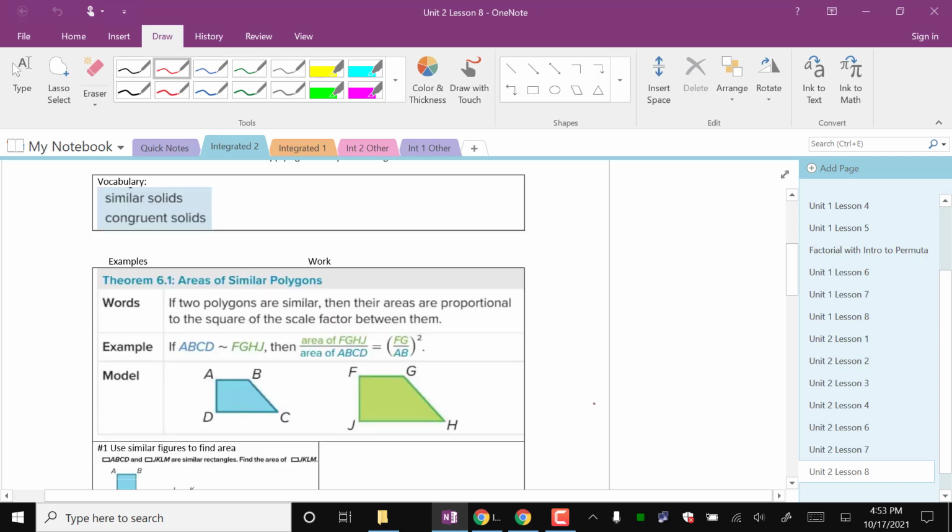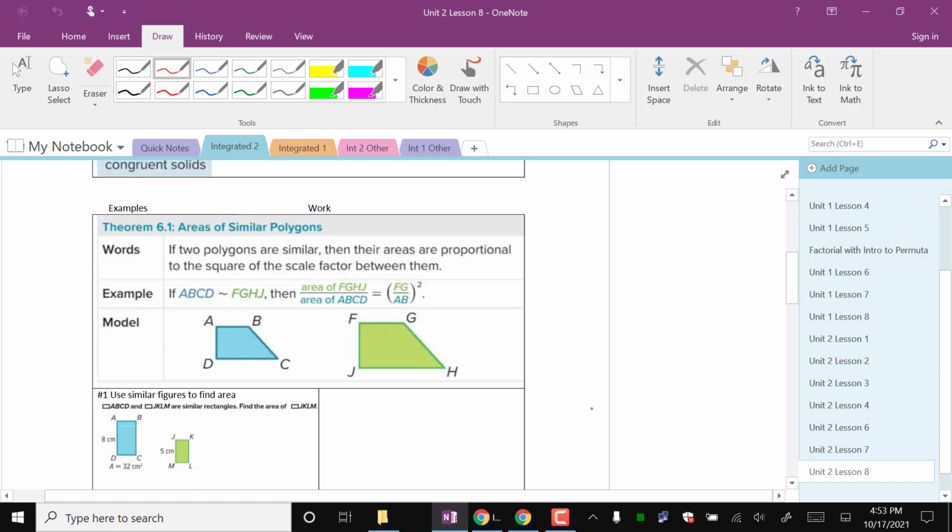We're going to start off with a theorem. Theorems are ideas in mathematics to help us solve problems. They have been proven. So if two polygons are similar, then their areas are proportional to the square of the scale factor between them. Scale factor is represented by the letter K. So if ABCD is similar to FGHJ, then the area of FGHJ divided by the area of ABCD is equal to one of the sides divided by the other side squared. So that's creating our scale factor.